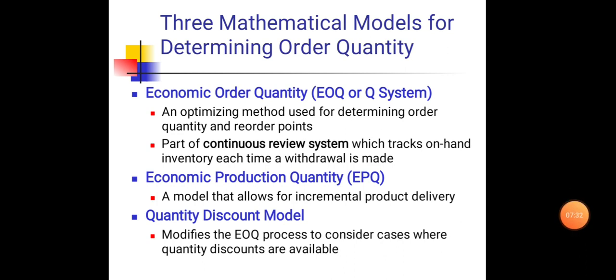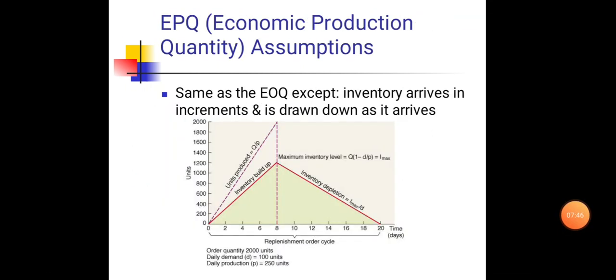In this there are three types of systems. Today we will see the second. In the last lecture we discussed the EOQ system or Q system. Now we will continue with the next type of system, that is economic production quantity, the EPQ system. Before going to the EPQ system, we must know the assumptions.